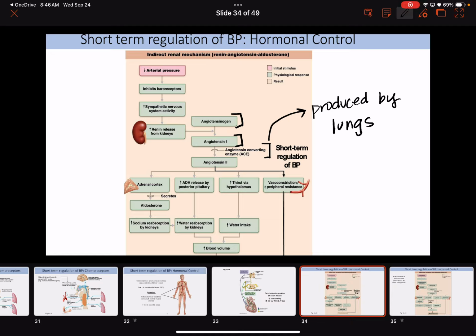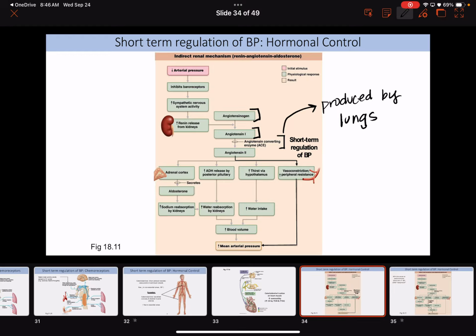So again, once we get to that, angiotensin 2 is going to target blood vessels body-wide in order to increase resistance. It's going to vasoconstrict them in order to increase resistance, which is going to then increase our overall pressure.